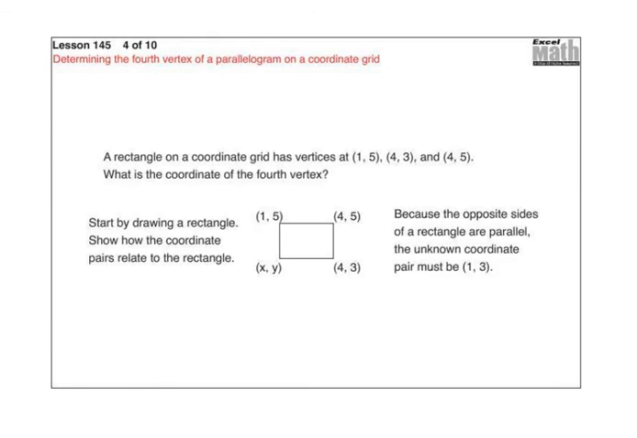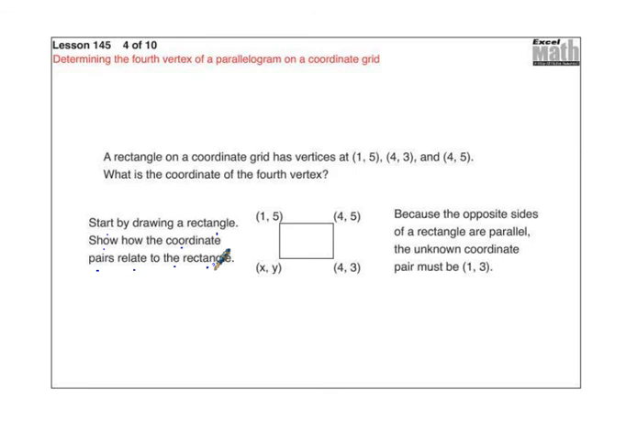It says a rectangle on a coordinate grid has vertices of 1, 5, 4, 3, and 4, 5. What is the coordinate of the fourth vertex? Start by drawing a rectangle. Show how the coordinate pairs relate to each angle. Now, you could do that, or you could just figure it out by looking at these numbers.